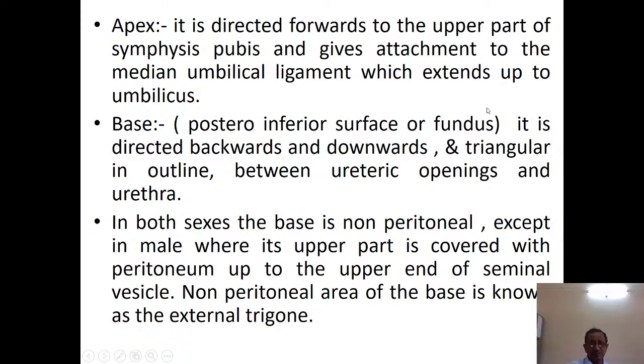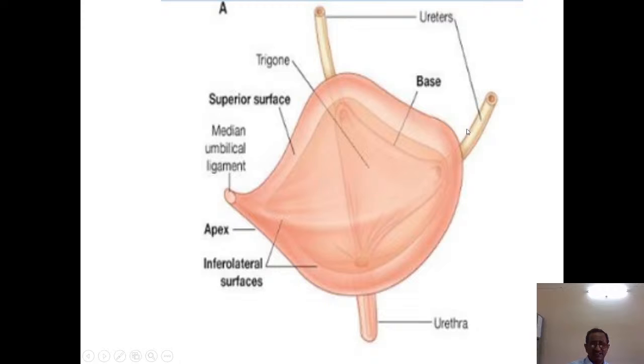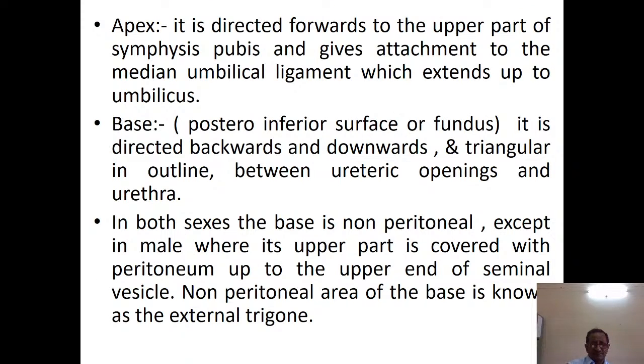Now base is the posterior inferior surface of the fundus. It is directed backwards and downwards and triangular in outline between the two ureteric openings and urethra. In most cases, the base is non-peritoneal except in male where its upper part is covered with peritoneum up to the upper end of the seminal vesicle. Non-peritoneal area of the base is known as the trigone.